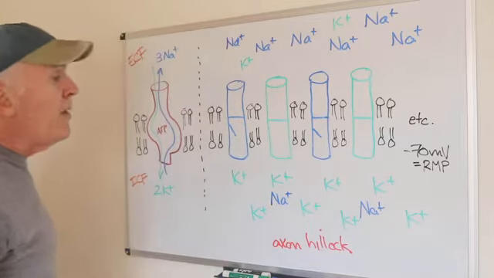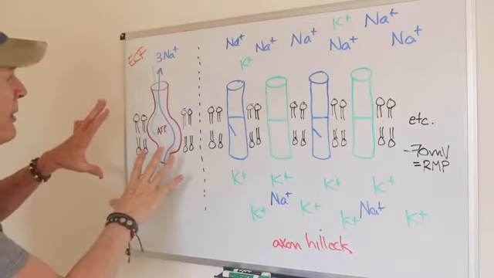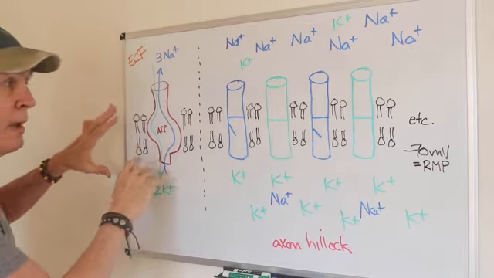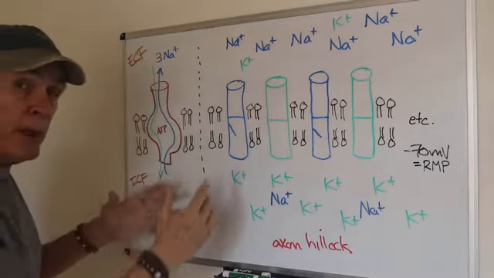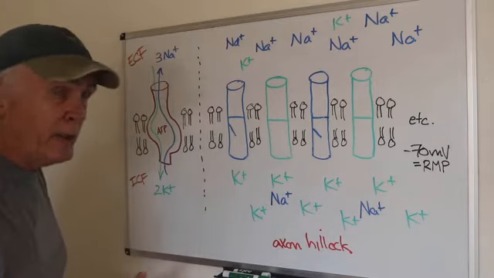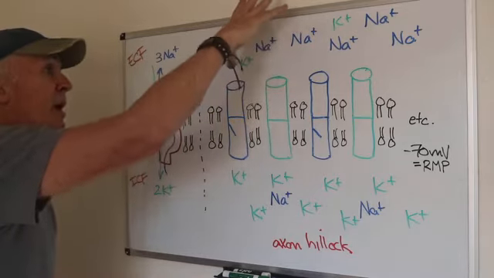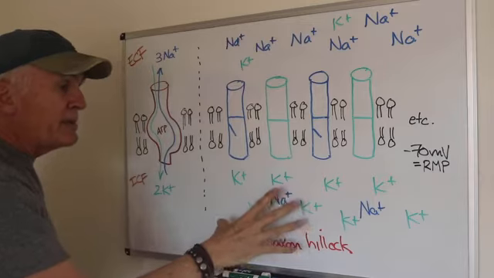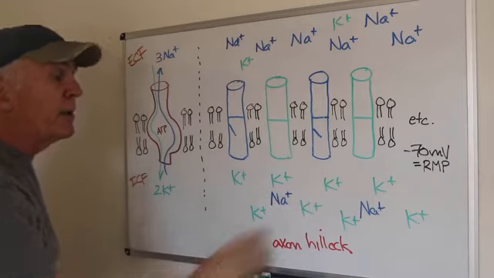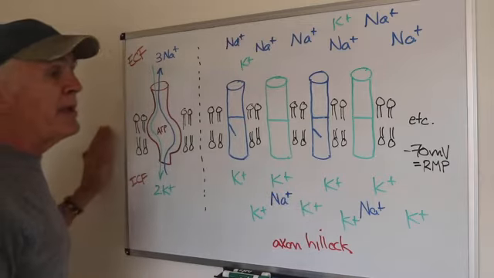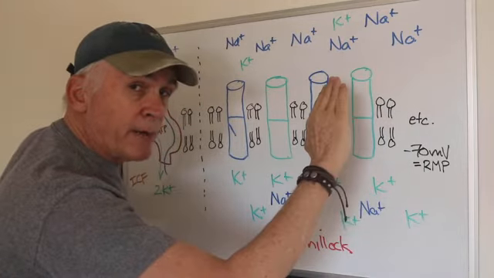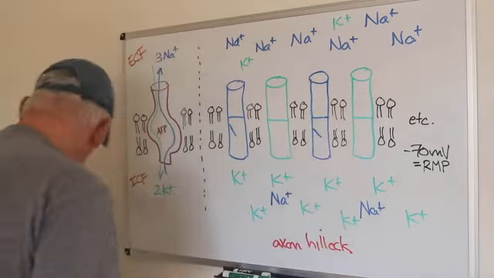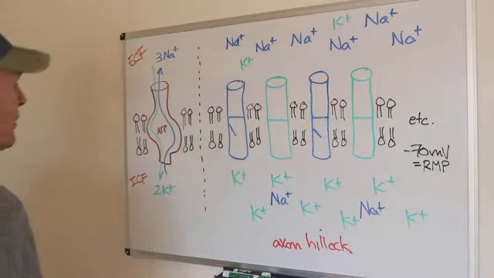So we now have the setup. It's as a result of the sodium-potassium pump that we've created this difference. It's both a concentration gradient and an electrical gradient. More sodiums are concentrated out here, more potassiums are concentrated in here. And it's an electrical gradient because the inside of the membrane is now more negative relative to the outside of the membrane.